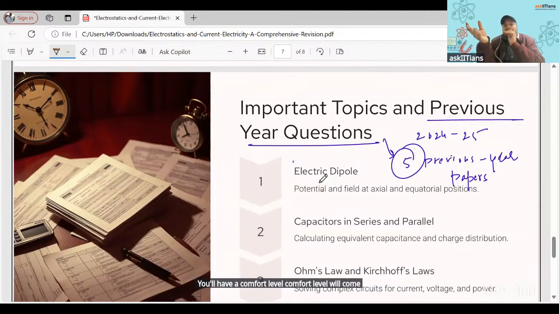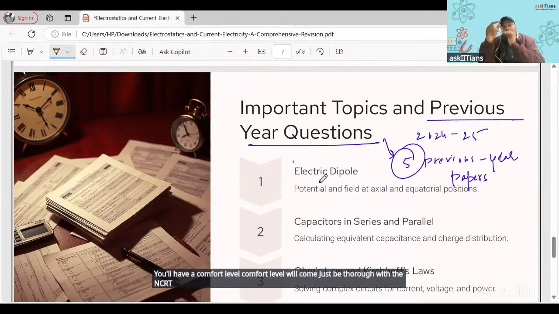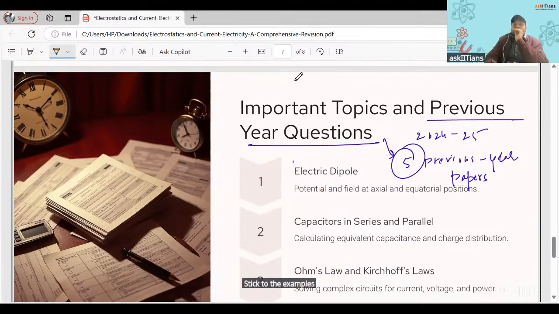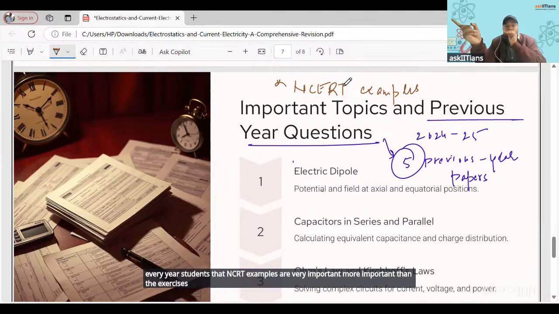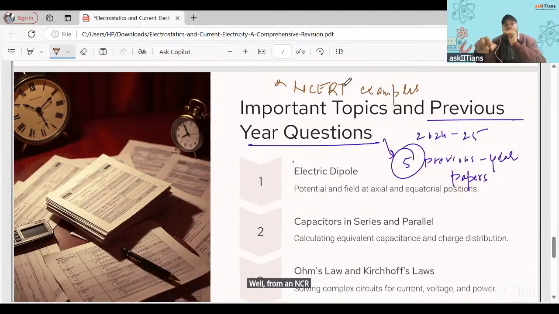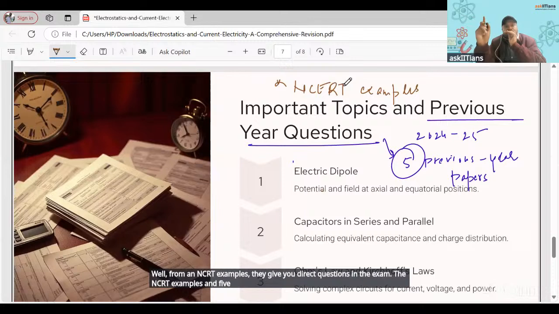Just be thorough with the NCERT, just be thorough with the topics which I have told you, the derivations and numericals and all. Stick to the examples also. I tell students every year that NCERT examples are very important, more important than the back exercises, because from NCERT examples they give you direct questions in the exam. The NCERT examples and 5 previous year papers, right?